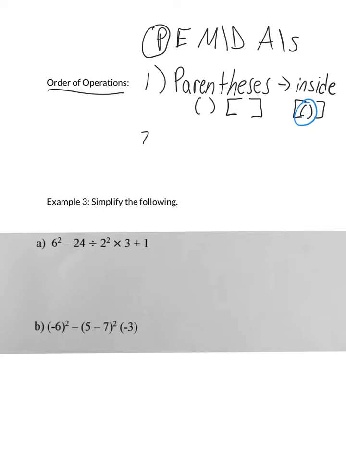Now step 2, the E in PEMDAS stands for exponents. Any exponents you see, from left to right, you would take care of those next. Here is one of the most common mistakes in the order of operations.